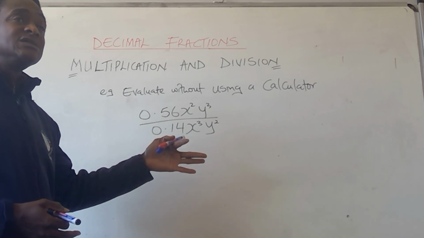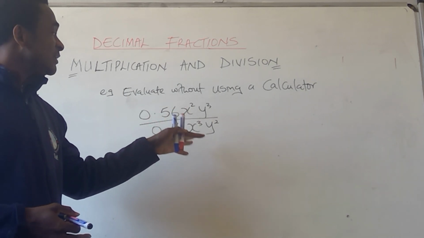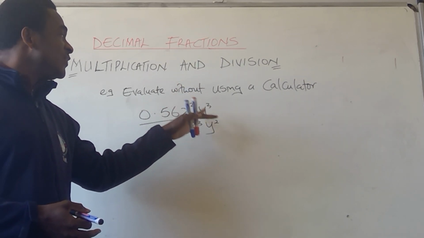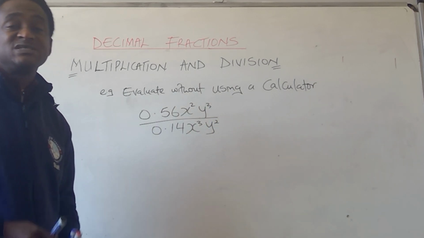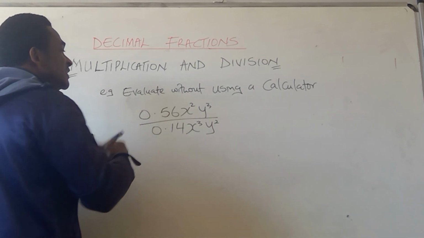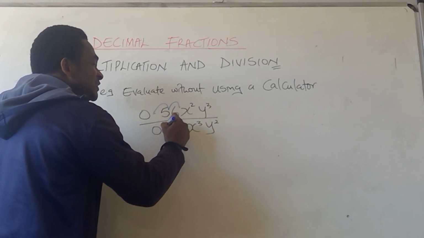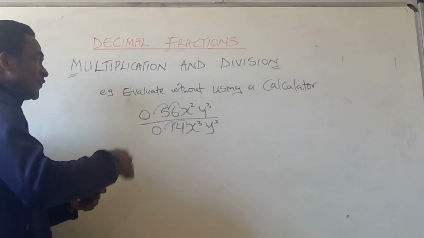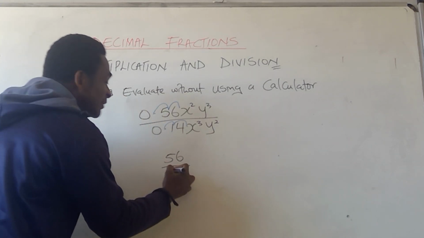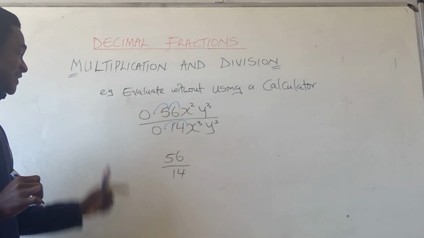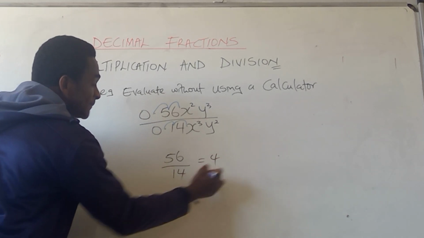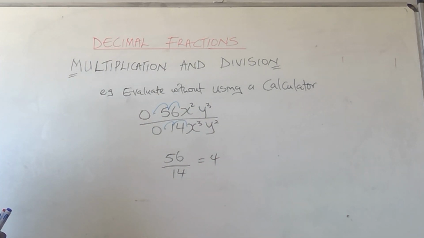Remember, the variables we can only deal with are the ones that have similar bases. So we can only deal with x and x, y and y. We can't deal with x and y because they do not have the same base. So let's go. For the numbers, same approach. For division, take out an equal number of decimals. So if we take out 2 from the numerator, it becomes 56. If we take out 2 from the denominator, it becomes 14. Now with this, 56 divided by 14 gives us 4.